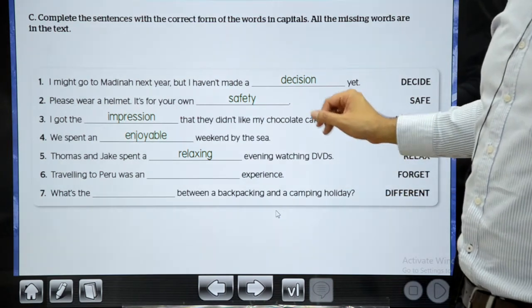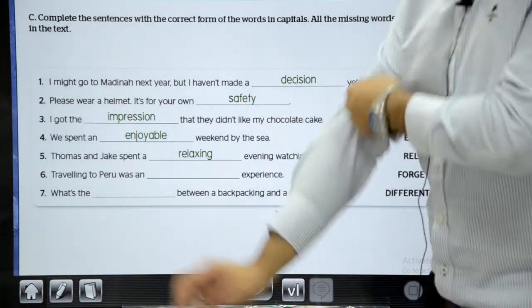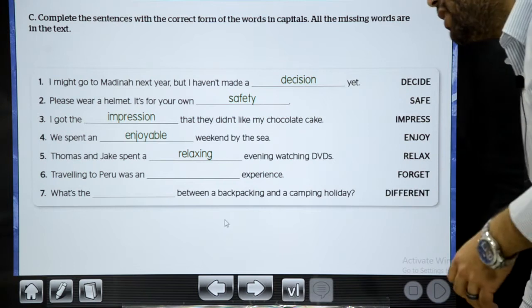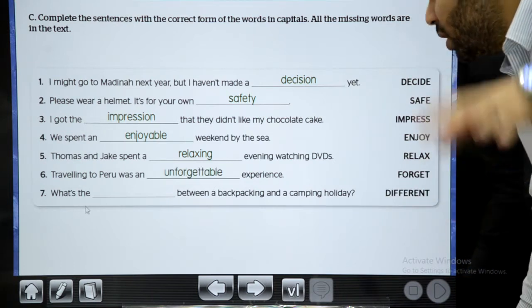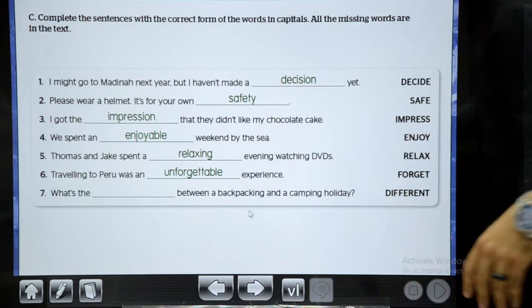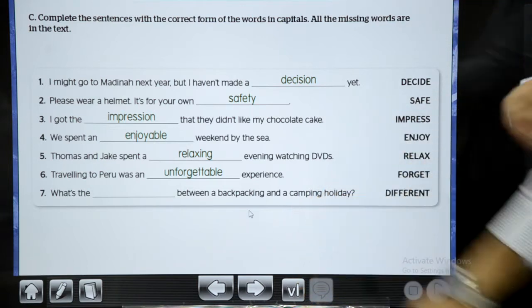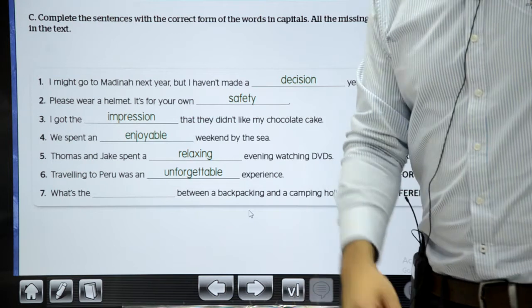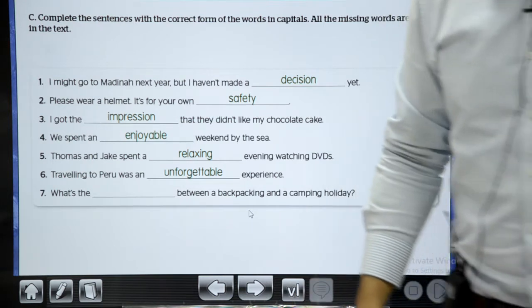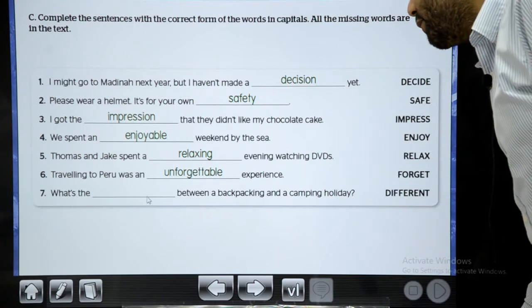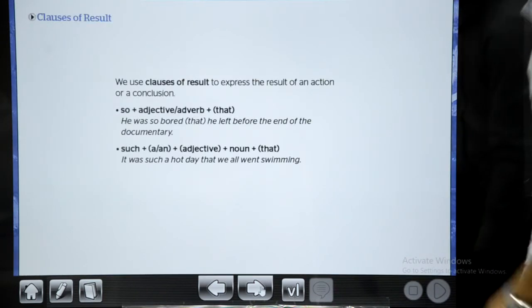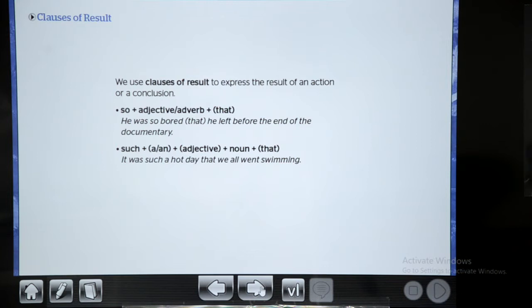Traveling to Peru was an unforgettable experience. What if I want to say something that I cannot forget? So it is unforgettable experience. Now, what's the what between backpacking and camping holiday? Different is an adjective. I need a noun. What's the difference? Okay.